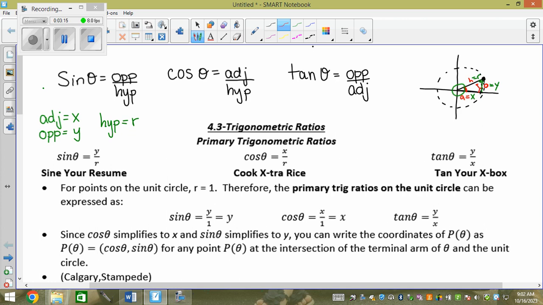So many years ago, I can't even remember how many years ago, we came up with acronyms that are stupid, but you learn them and you memorize them. So we use sign your resume, cook extra rice, and tan your X box, because all X boxes need a little vitamin D. You know what I'm saying?